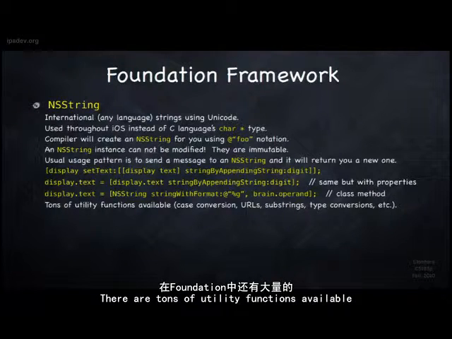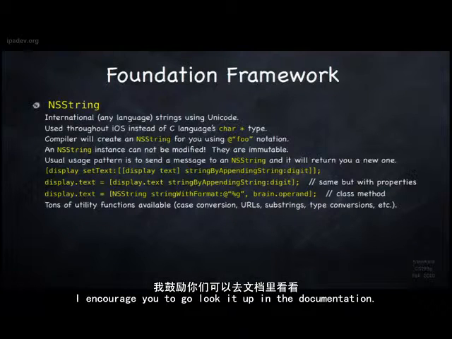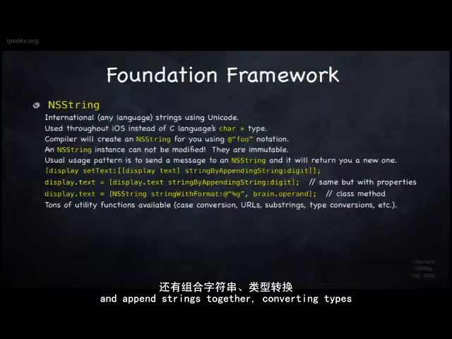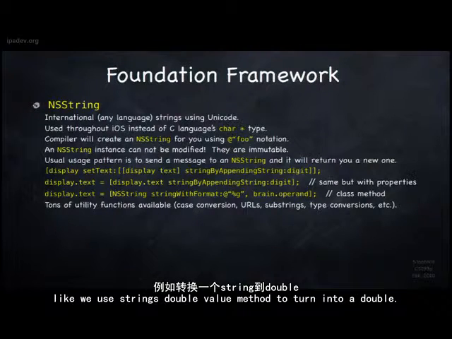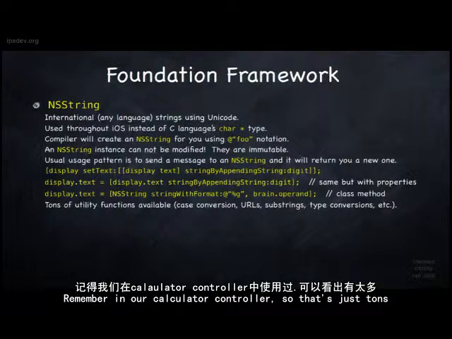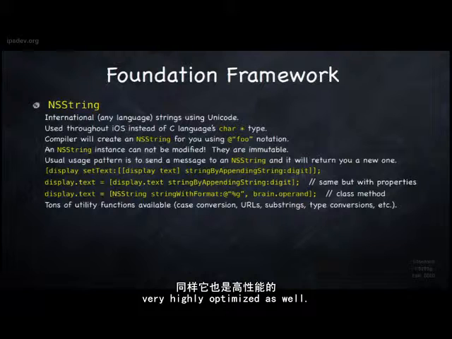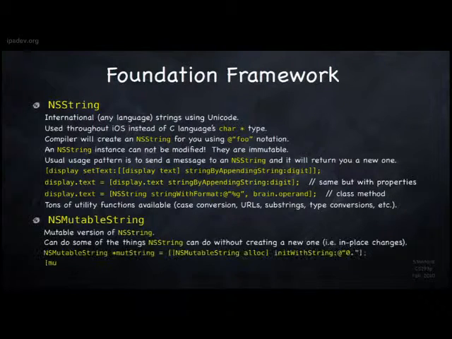There are tons of utility functions available for NSString. I encourage you to go look them up in the documentation. Everything from case conversion, getting substrings, appending strings together, and converting types, like we use the string's doubleValue method to turn it into a double in our calculator controller. So there are tons and tons of functions in string. It's a very versatile class, and very highly optimized as well.